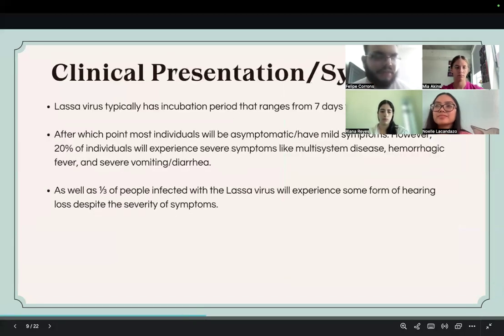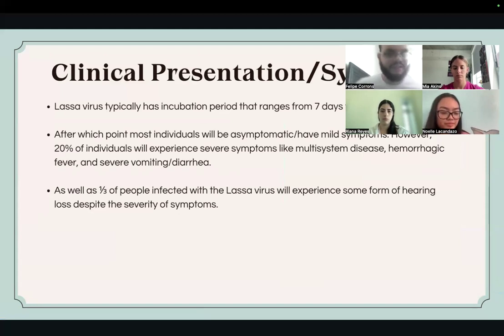Good afternoon. I'm Felipe Crones, and I will be covering the clinical presentation and pathogenesis of the Lassa virus. So, the Lassa virus will typically have an incubation period of 7 to 21 days. This is likely due to its immune evasion strategies, as mentioned before, with the NP protein as well as Z proteins, which we will discuss later.